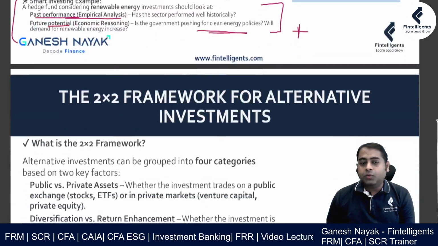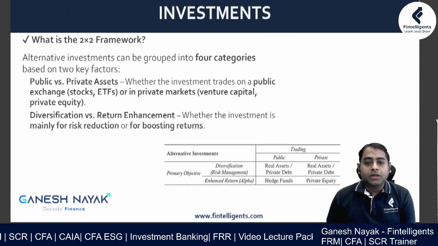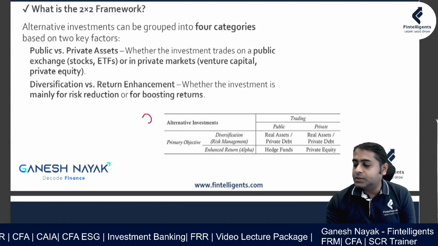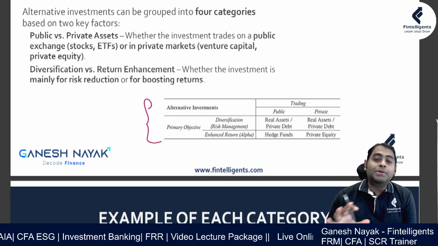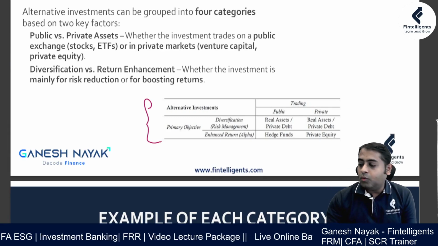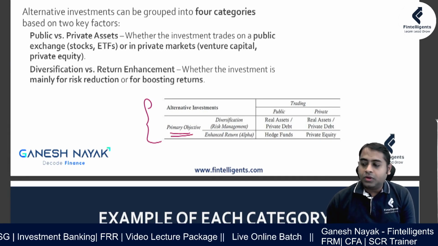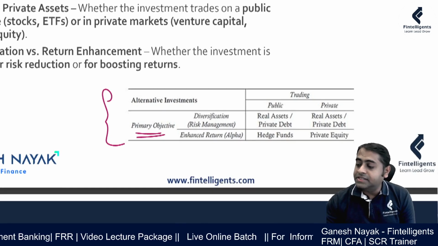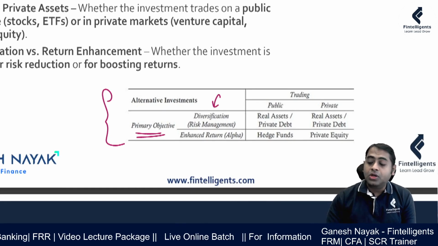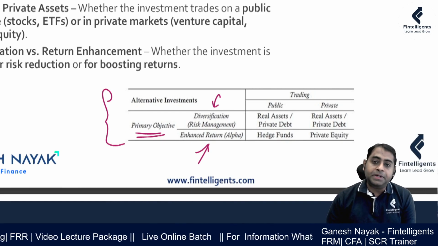The matrix which I was initially talking about, this is the matrix, and look at the 2x2 matrix that they have created. What is the primary objective? I'm just going to zoom in. What is the primary objective? Is it diversification? That means, is it risk reduction or is it return enhancement?